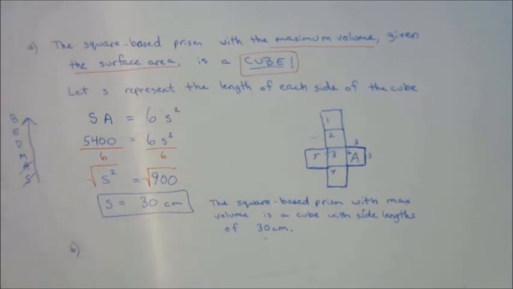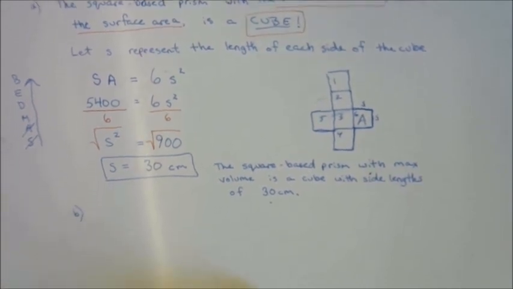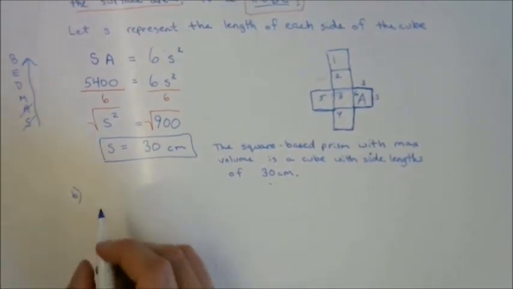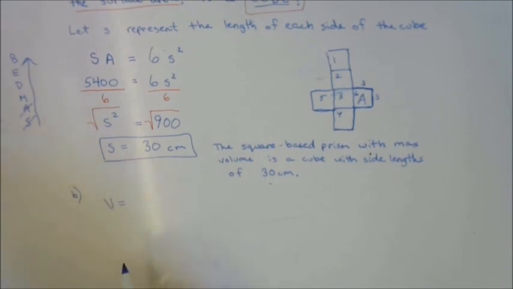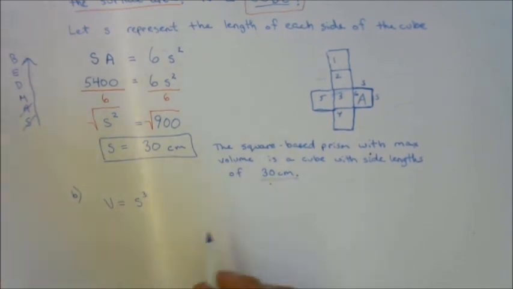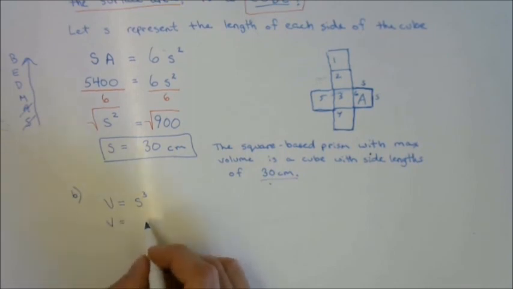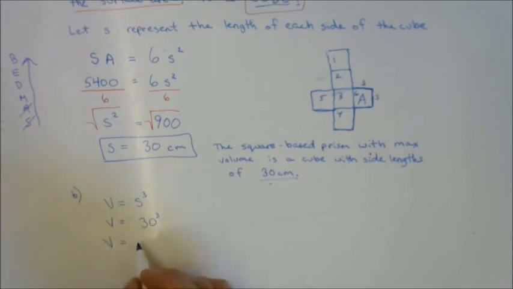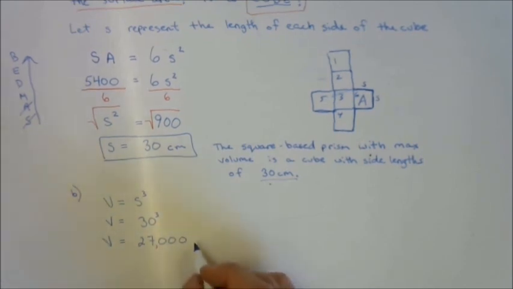Part B says, what is the volume of the prism? Well, now that we have the side length of this cube, we can determine the volume. How do I do that? What's the volume of a cube? S cubed. And I already know that S is 30. So I have 30 cubed. What's the volume? 27,000. 27,000 what? Centimeters cubed.